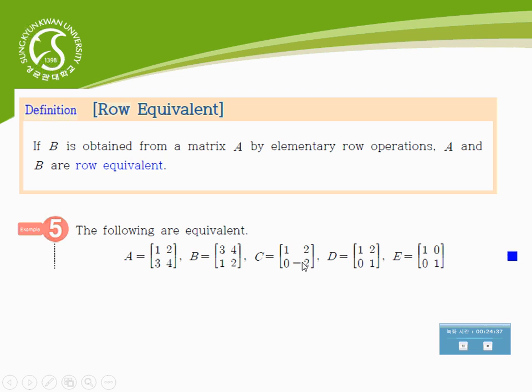And here, we divide the second row by minus 2 to have this from C. So these are all equivalent. And we multiplied minus 2 on the second row and added it to the first row to make this 0. So all of these are row equivalent. Okay?